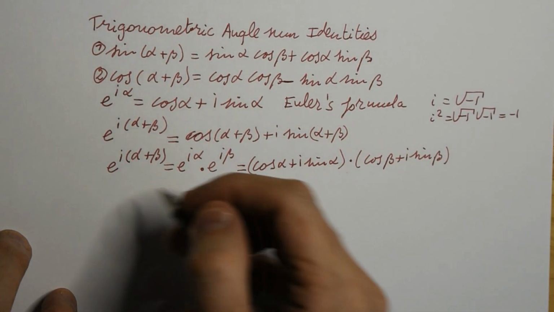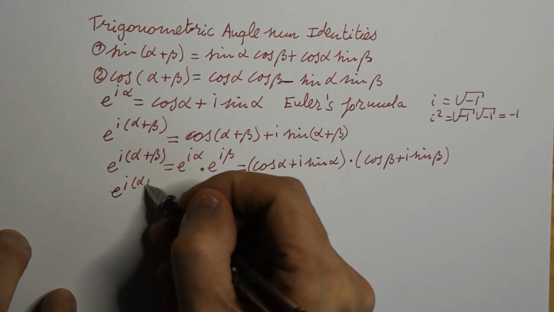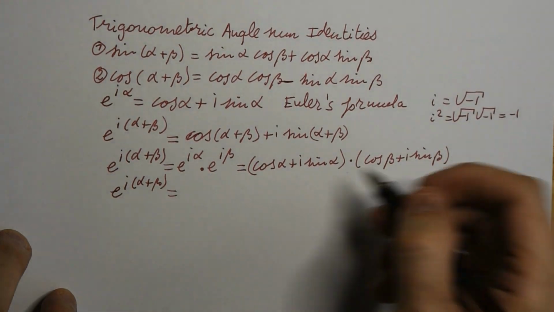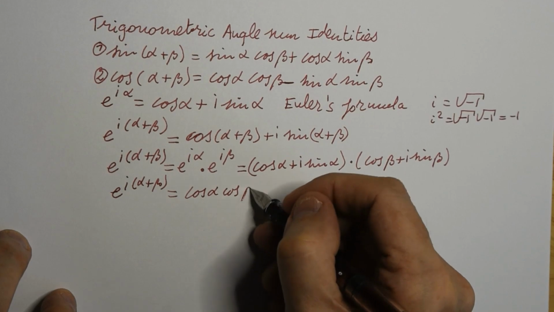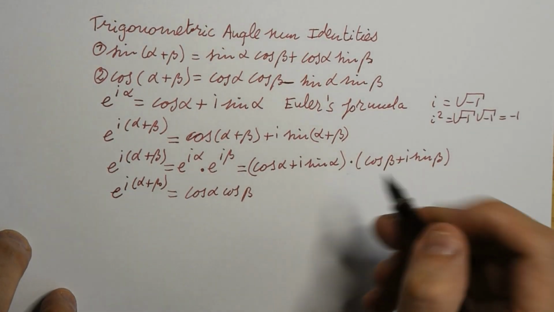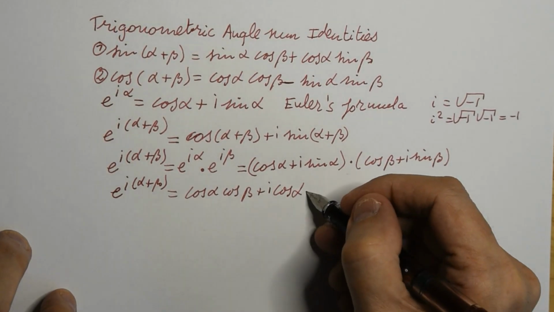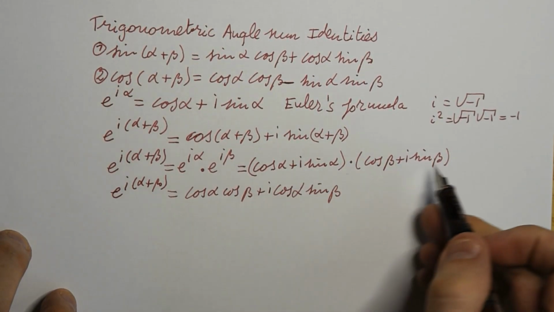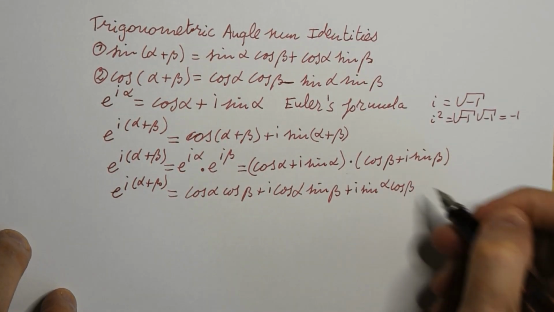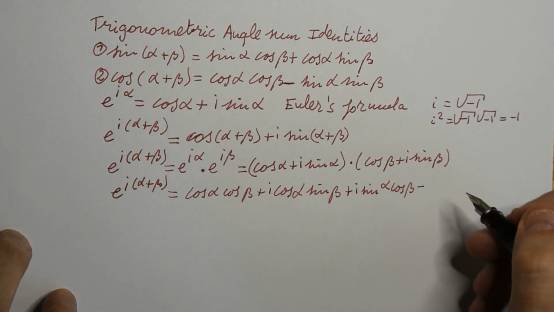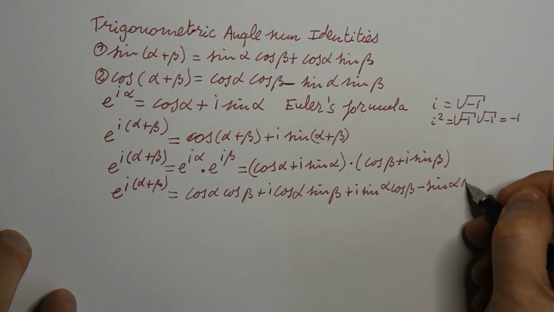And we can work this out. We can say, okay, so let's duplicate this one more time. This is equal to cosine alpha cosine beta, right, plus i cosine alpha sine beta. We just work it out, this times this, plus i sine alpha cosine beta, minus, i times i is minus 1, minus sine alpha sine beta.